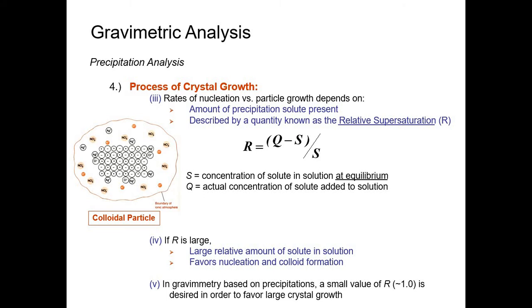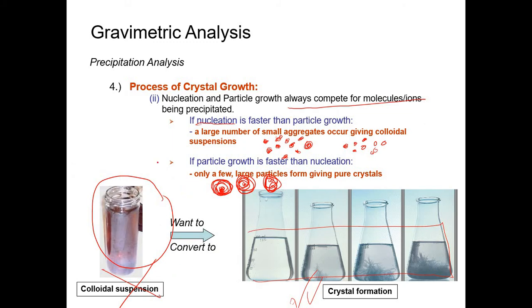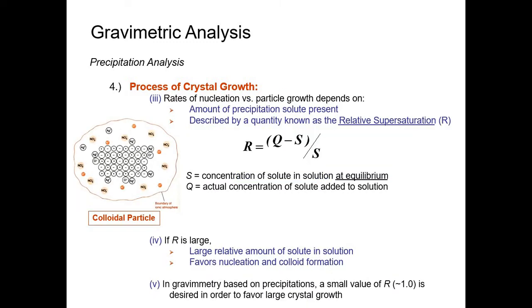So you have to modify the conditions. The colloidal suspension and crystals differ in the rate of nucleation and particle growth, right? It depends on how fast nucleation and particle growth are. So we have to change the conditions such that they favor particle growth compared to nucleation. Okay?